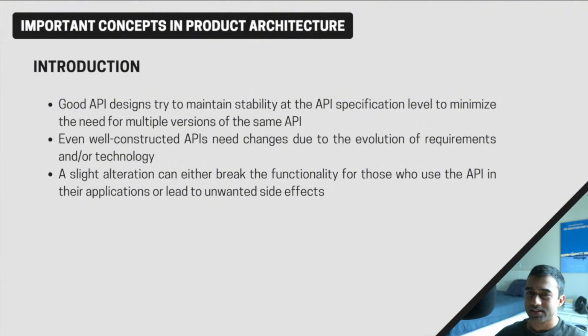So to introduce this, good API designs try to maintain stability at the API specification level to minimize the need for multiple versions of the same API. Even well-constructed APIs need changes due to the evolution of requirements and/or different technology, and a slight alteration can either break the functionality for those who are using the API in their applications or lead to unwanted side effects.